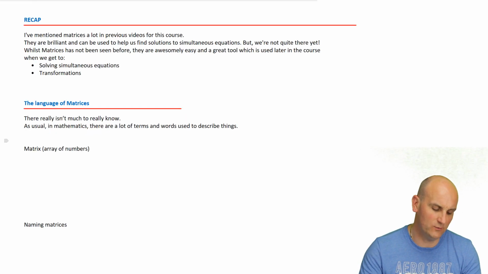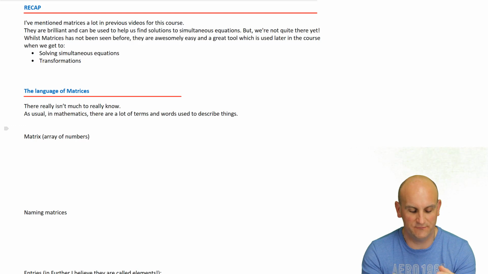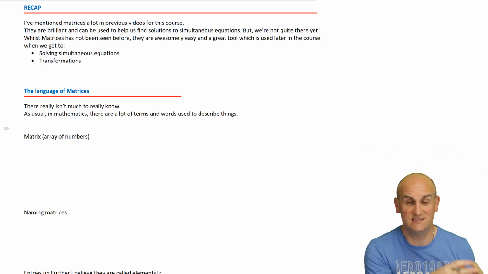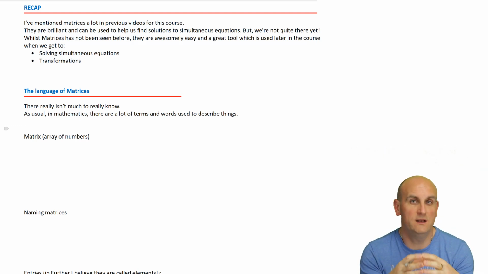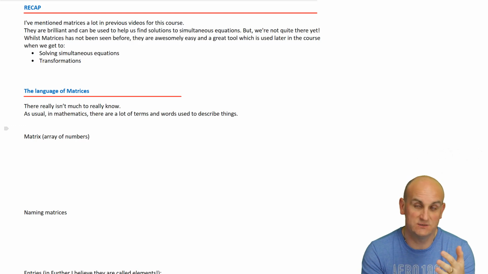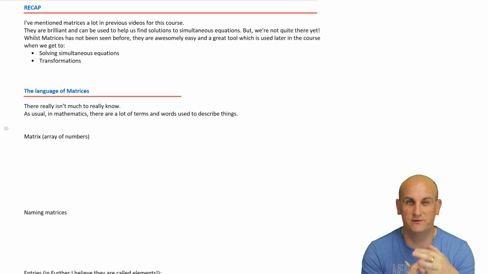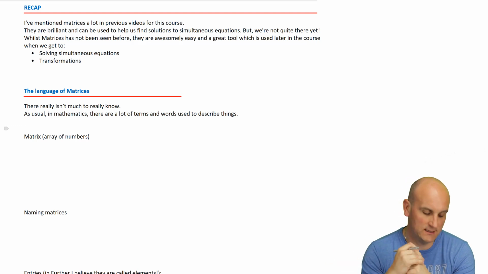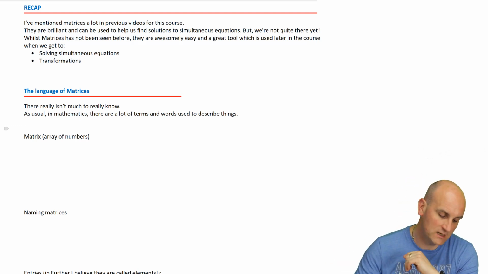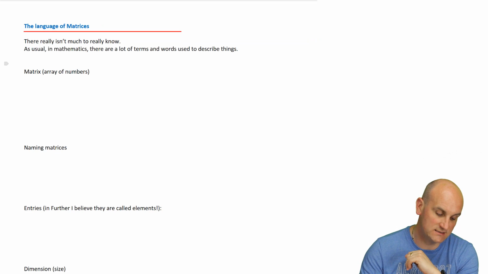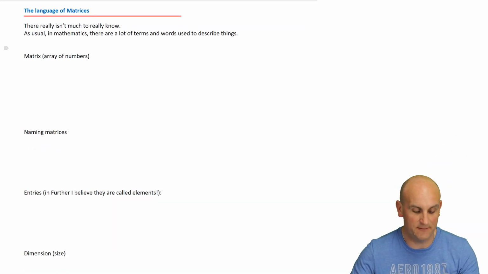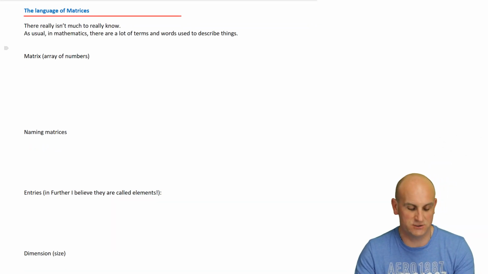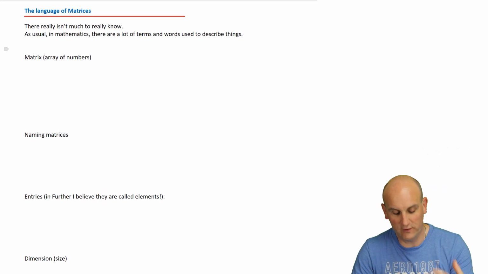Now, I said just there, you can use matrices in so many different things. Please don't think of this as a standalone lesson. What you learn now will be useful to simultaneous equations, but it's also going to be useful for transformations. And transformations is a massive section coming up after the next few videos. So it's not something to learn and forget, it's something to learn and understand. But all right, look, there's not much to know here. There's just lots of terms and keywords.